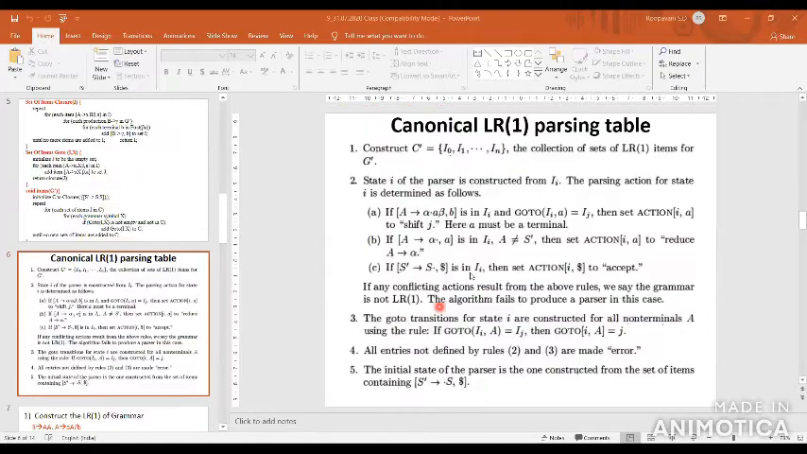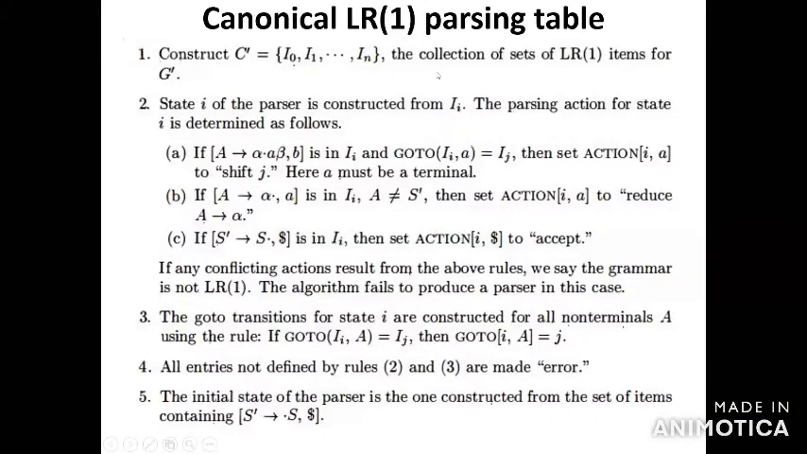Okay, next, these are the rules for the canonical LR(1) parsing table. How do we do the canonical LR(1) parsing table rules? Here I0, I1 to In is the collection of sets of LR(1) items for the given grammar. Everything is similar to the SLR parsing table. Okay, here you can check: initialize A tends to alpha dot a beta.